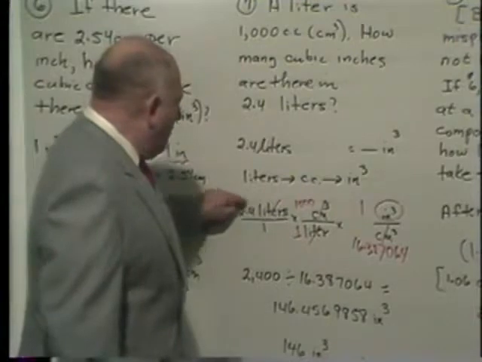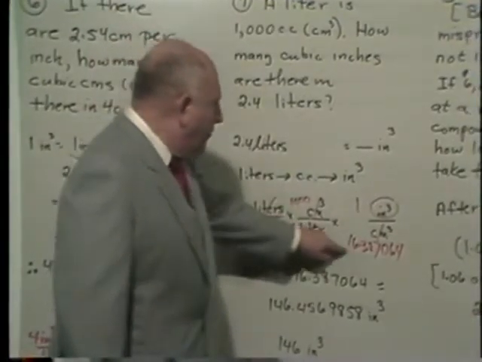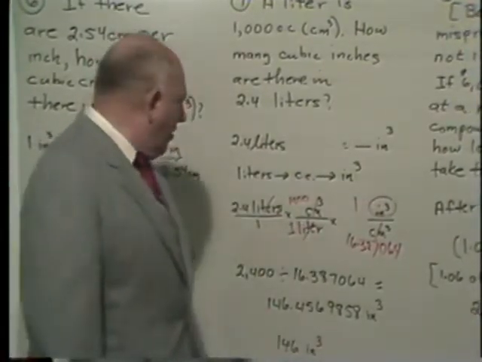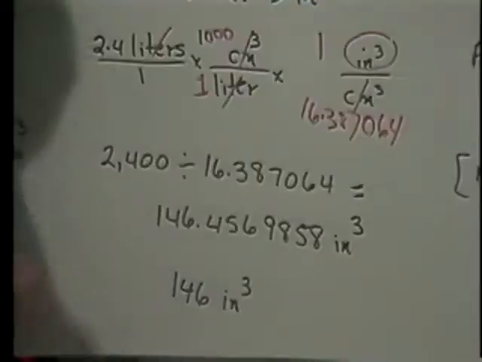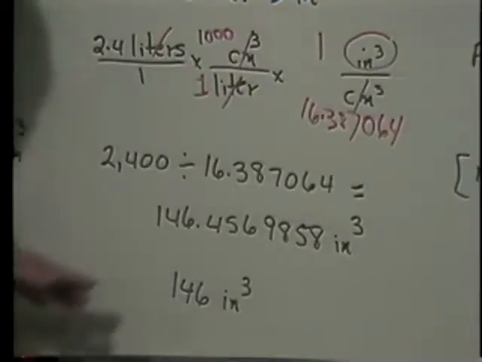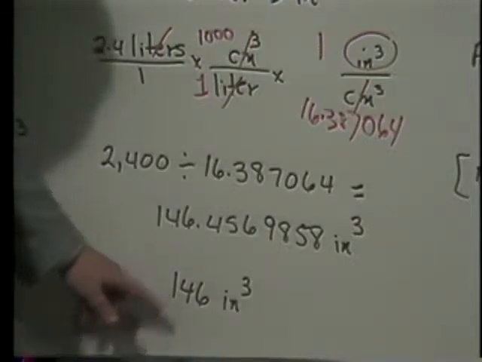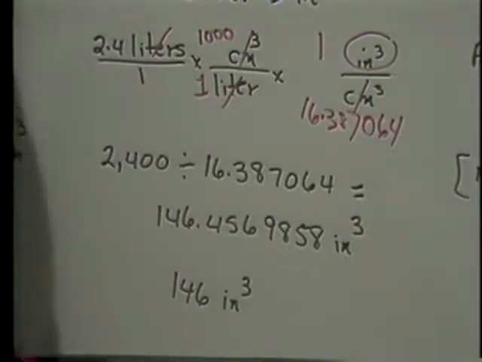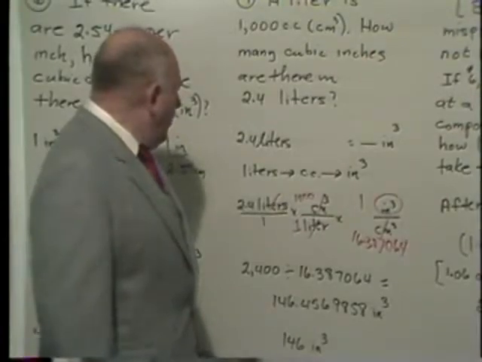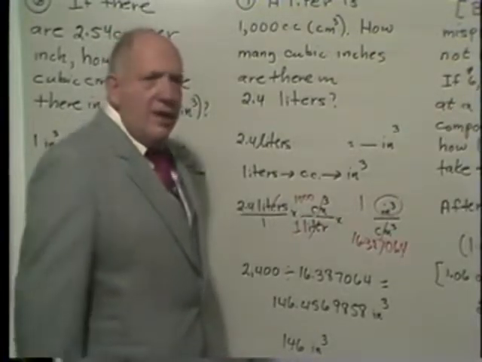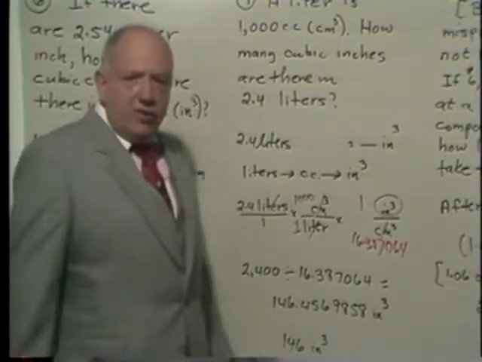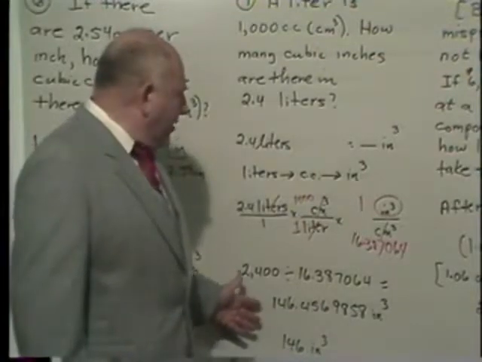We just multiply 2.4 by 1,000, divide by 16.387064, and the answer comes out to be 146.4569858 cubic inches, which rounds off to the nearest cubic inch as 146 cubic inches. In other words, in a 2.4-liter engine, there are 146 cubic inches. And that's basically how this is done.